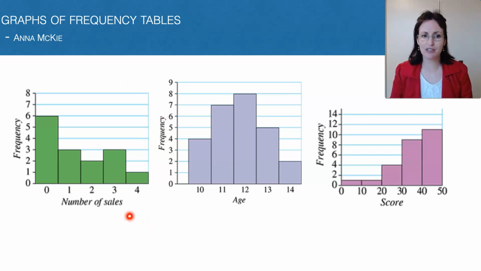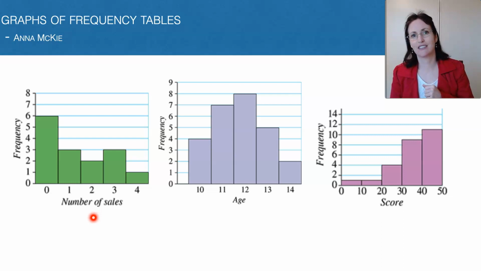So let's look at this first one. Look at the horizontal, the x-axis. Where are the numbers placed? Or you could look at all three graphs and note a comparison. And what about the columns? Where are they in relation to the vertical axis? So here are some different things that can happen.